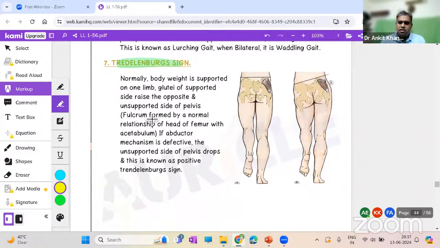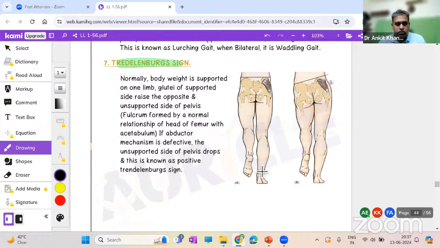Now see, just look at this figure, you'll understand. Be with me for the next few seconds to understand this part. In this particular condition, the right foot of the patient is on the ground, right? When the right foot is on the ground, the patient is lifting the left foot for walking, which is the unsupported side. The left side is the unsupported side. This is the left side, that is the right side.